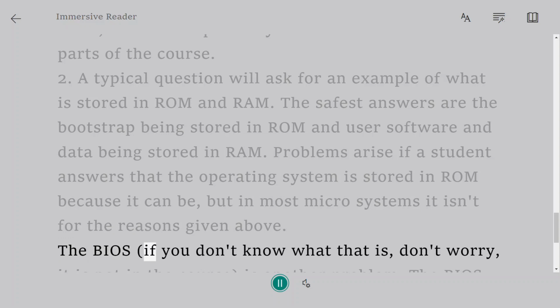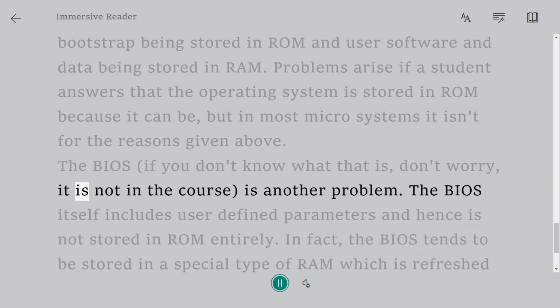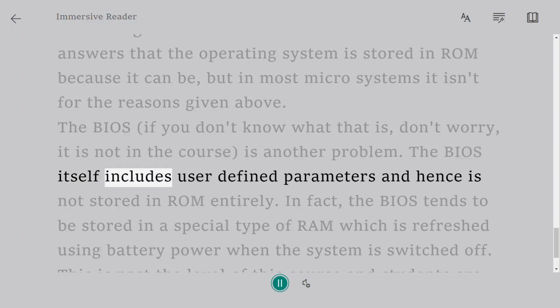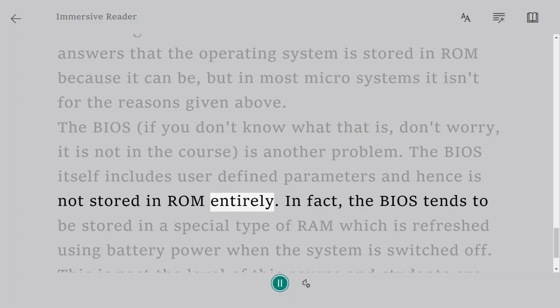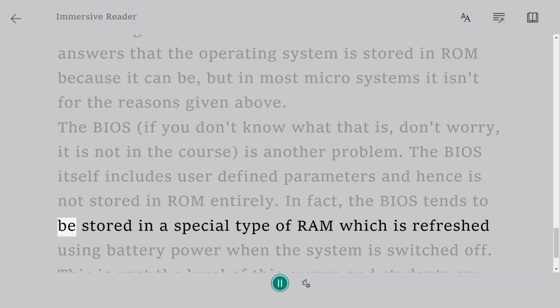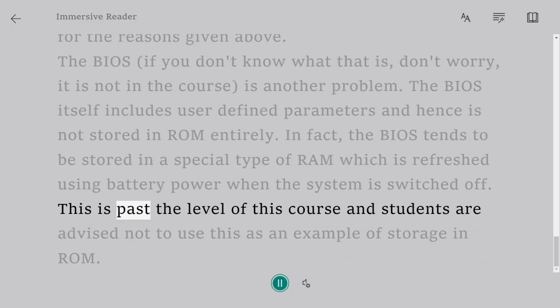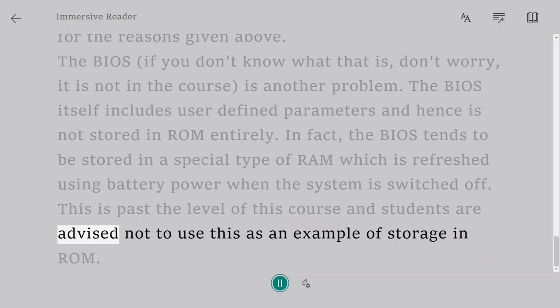The BIOS, if you don't know what that is, don't worry, it is not in the course, is another problem. The BIOS itself includes user-defined parameters and hence is not stored in ROM entirely. In fact, the BIOS tends to be stored in a special type of RAM which is refreshed using battery power when the system is switched off. This is past the level of this course and students are advised not to use this as an example of storage in ROM.